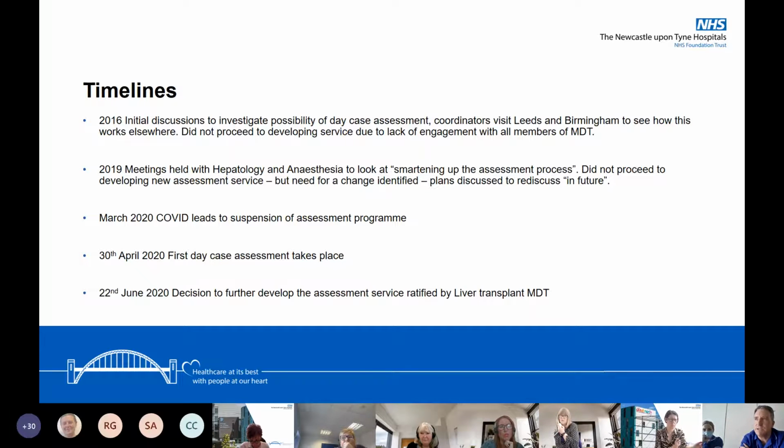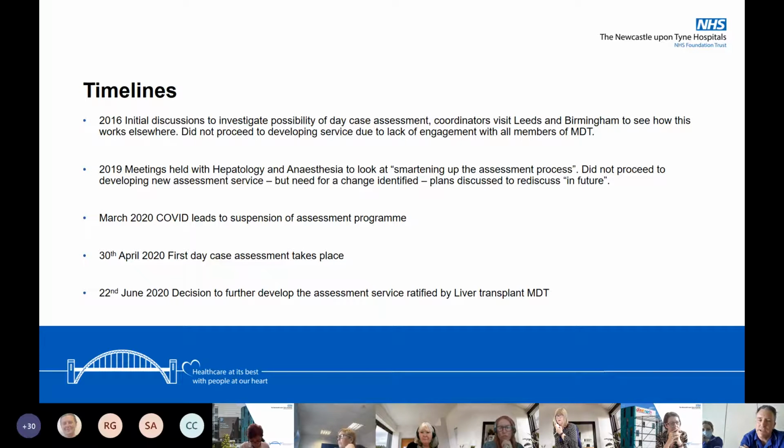then, because our MDT was very different to how it is set up now, with some very different personalities who weren't engaged, I think is the best way to describe it, with day case assessment and shortening the amount of time we saw patients for.